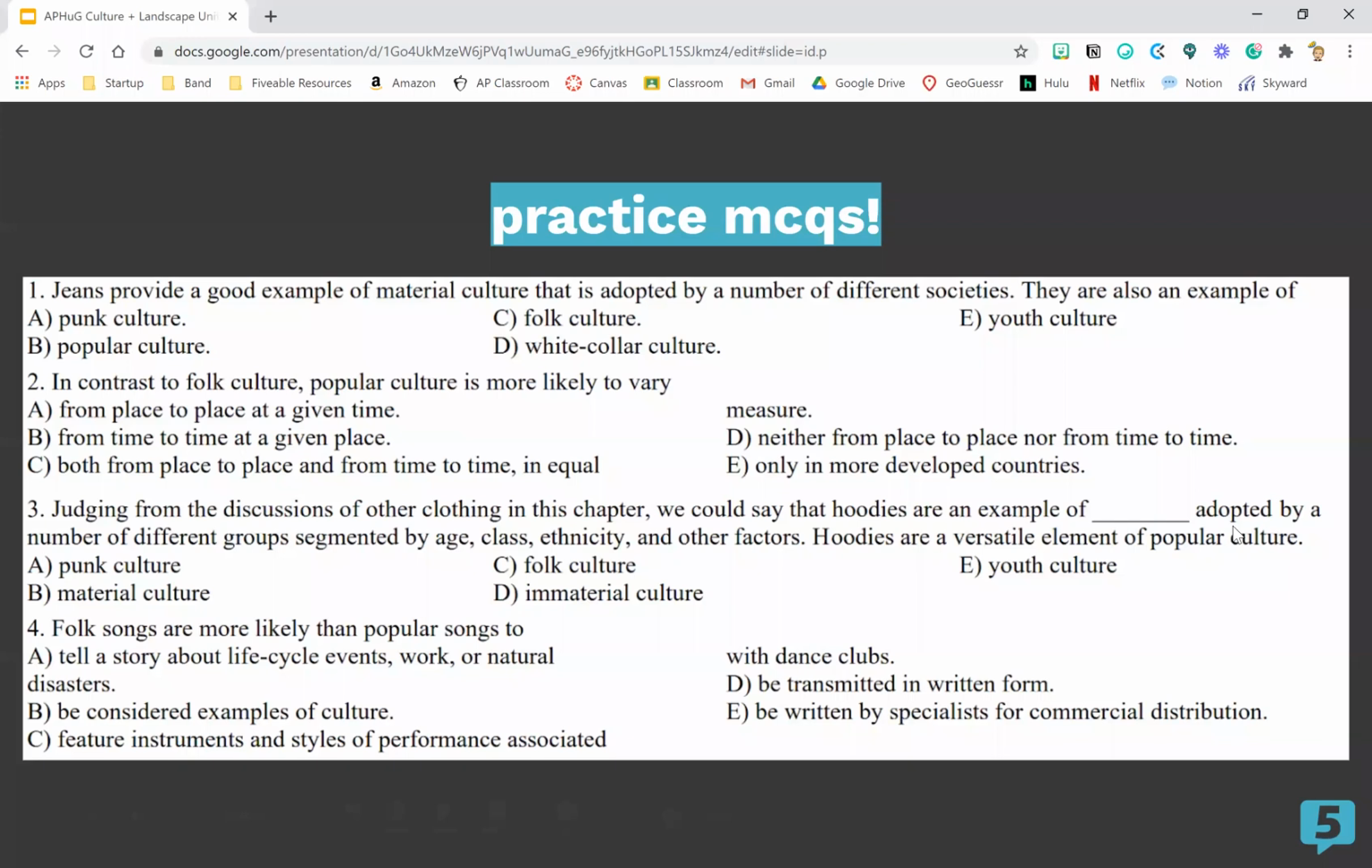So last one before I'm going to talk about the next 2 and just work through them myself. 4, folk songs are more likely than pop songs to blank. Ooh, I already have 2 answers in the chat. Okay, I have all 3 answers, and actually you guys are all correct. You seemed a little bit unsure of your answers, like I saw a few question marks, so I'll talk about it for a second. But yes, the correct answer is A.